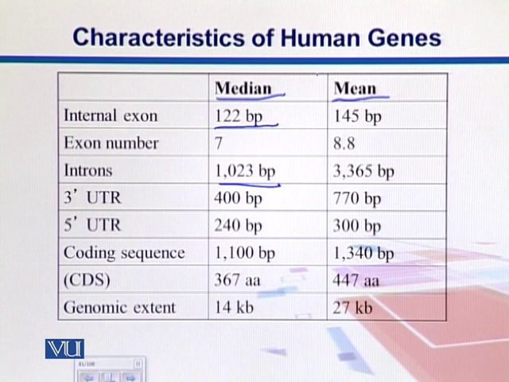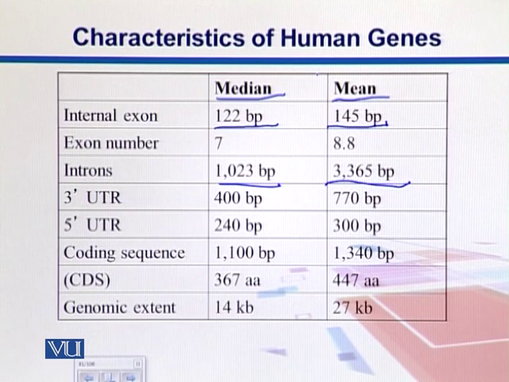If you keep the structure of a gene in mind, we have exons, then introns, and then exons. So the internal exons are separated by the introns. Their size is around 122 base pairs as far as the median is concerned, whereas the mean is 145. The introns are around 1 kb as far as the median, and the mean is around 3.3 kb.